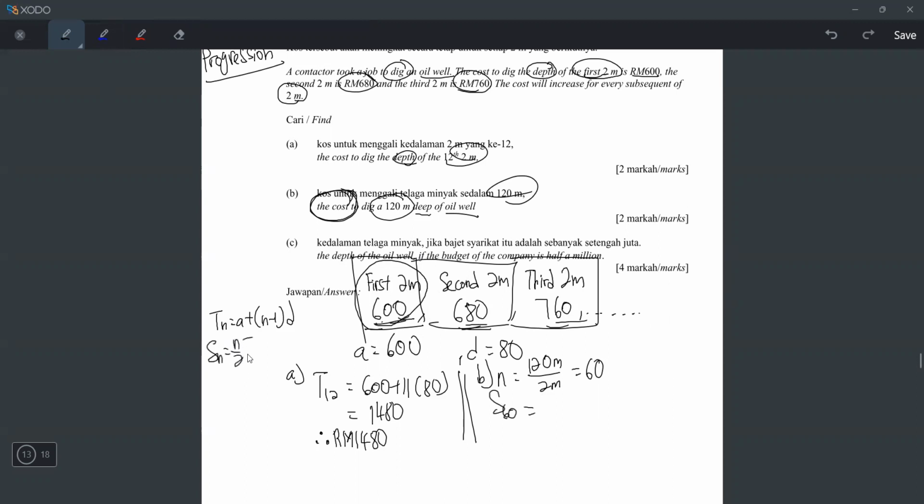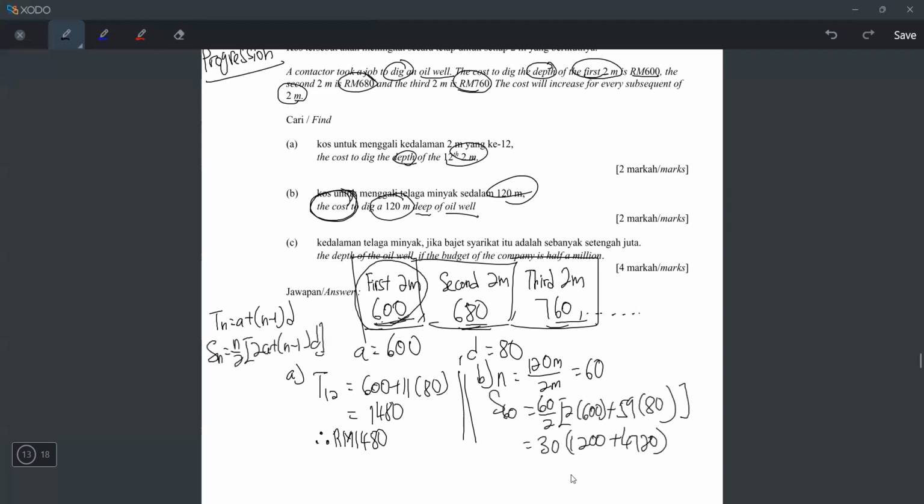The formula is n over 2 big bracket 2a plus n minus 1 d. And if you haven't memorized this, you should memorize this. But this one, the exam will give. So n over 2, 60 over 2, big bracket, 2 times a, 2 times 600, plus n minus 1 d. So n minus 1, 60 minus 1 is 59. d is what? d is 80. Everything is written up here already. So 60 divided by 2, I can cut, become 30. And then 2 times 600 is 1200. 59 times 80, just press. Okay, I got 4720.